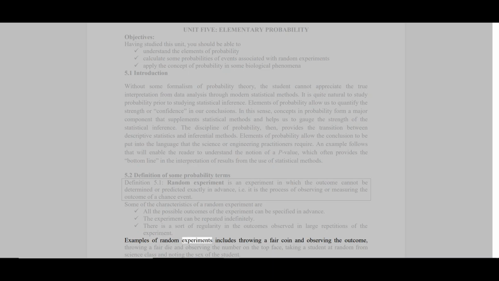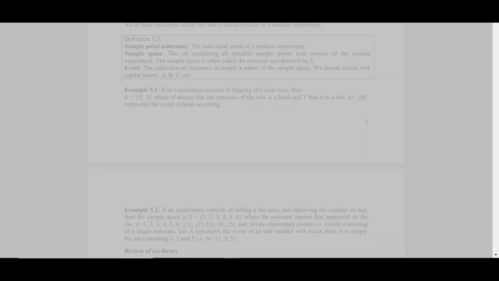Examples of random experiments include throwing a fair coin and observing the outcome, throwing a fair die and observing the number on the top face, taking a student at random from a science class and noting the sex of the student. All of these examples satisfy the above characteristics of a random experiment.